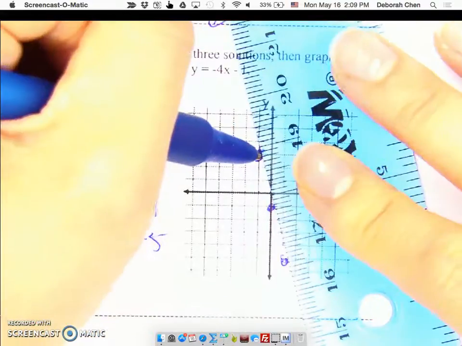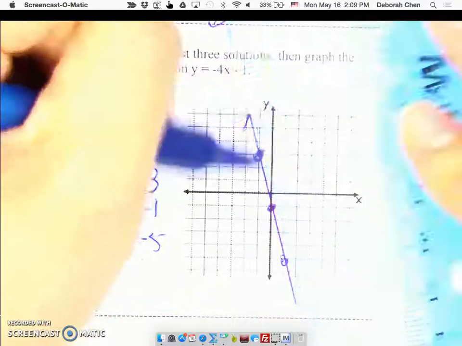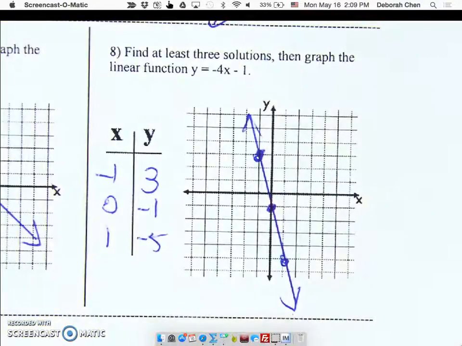Does your graph look like mine? Okay. Again, this line, this graph, represents all the solutions, all the points that you can possibly pick to plug into this equation to make a true statement. They're called solutions. Okay?